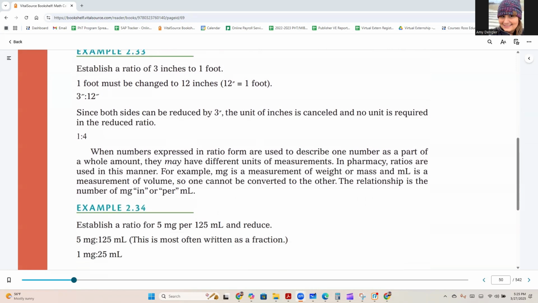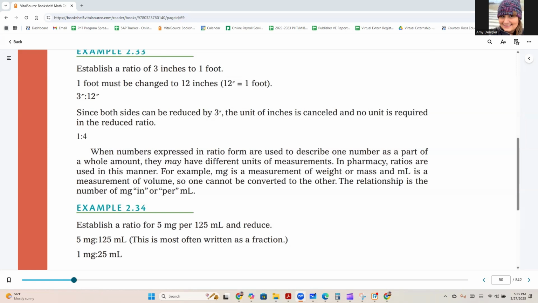When numbers expressed in ratio form are used to describe one number as a part of a whole number, they may have different units of measurement. In pharmacy, ratios are used in this manner. For example, a milligram is a measurement of weight or mass, and milliliters is a measurement of volume. So one cannot be converted to the other. The relationship is the number of milligrams in or per milliliter.